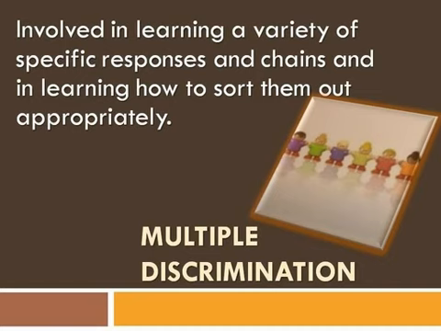Multiple discrimination is our 3rd type of learning that is referenced in Chapter 21, and this term is defined as learning when a student is learning in a variety of specific responses and chains, and they're learning how to sort those responses and chains out appropriately. And this has to do with previous learning experiences that a student has. And an example is given when a student is learning colors. So an elementary student would be learning colors of various objects in perhaps their home or their school classroom.